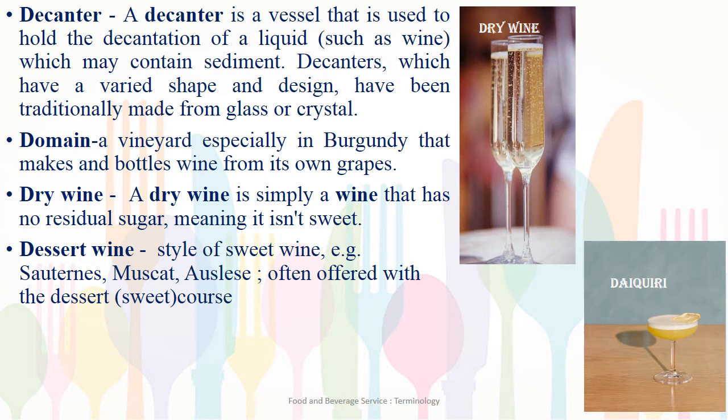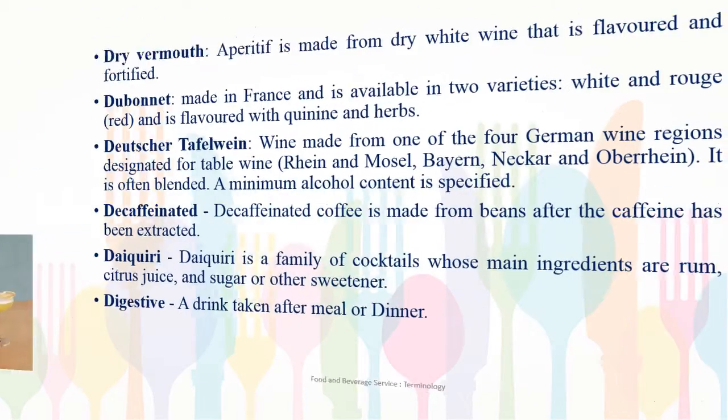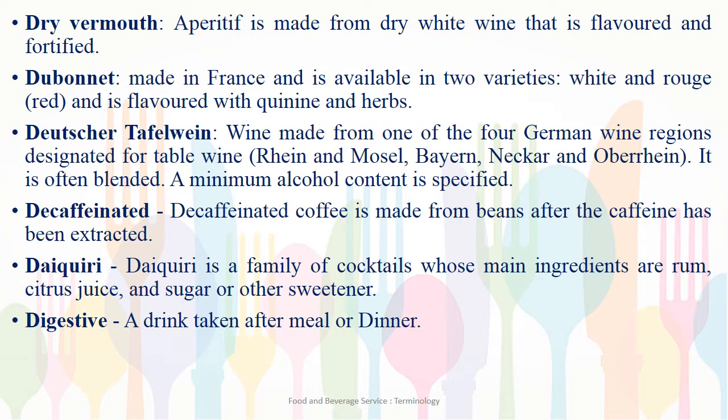Dessert wine. Style of a sweet wine. Examples of some dessert wines are Sauternes or Tokaji, often served with the dessert course. Dry vermouth. This is an aperitif made from dry white wine that is flavored and fortified.